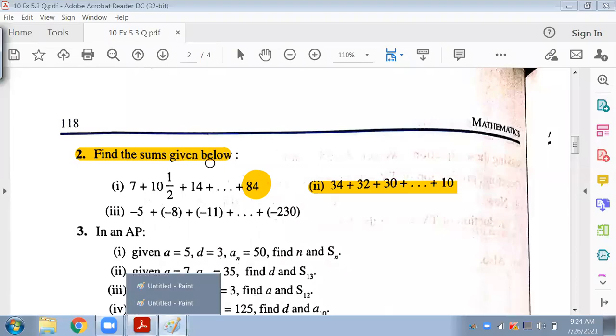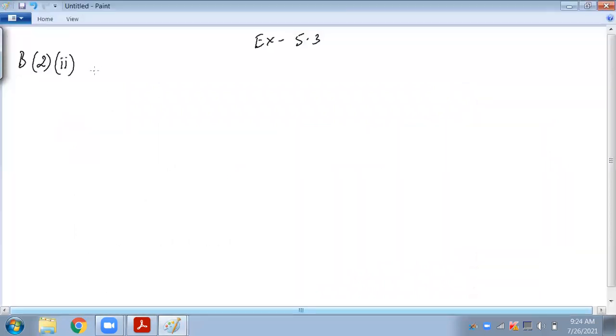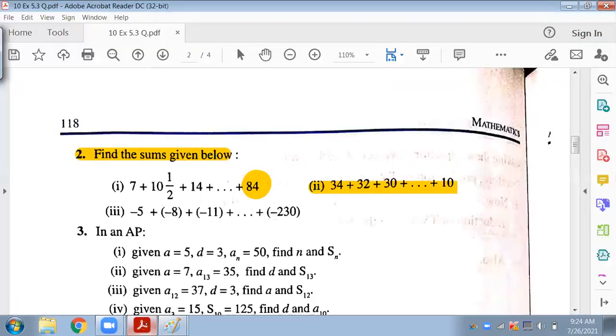The question is, we have to find the sum. Here the first term is 34, second term is 32, and the last term is 10. So in this case, first term a is equal to 34.